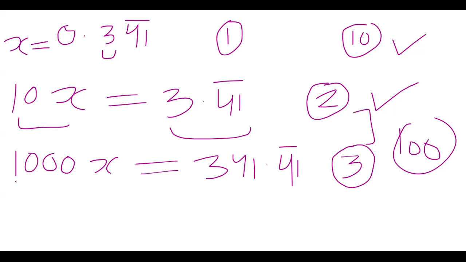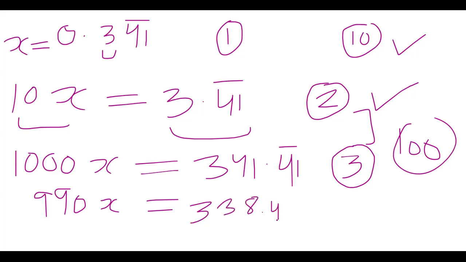So 1000x minus 10x will give us 990x equal to 341.41 bar minus 3.41 bar, which will give us 338. So this will give us x equal to 338 by 990. So this will be the p by q form of 0.341 bar.